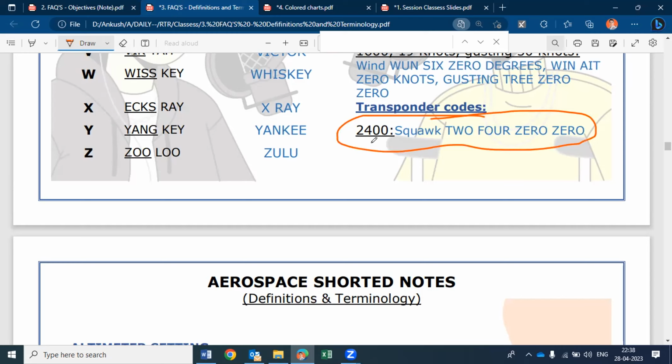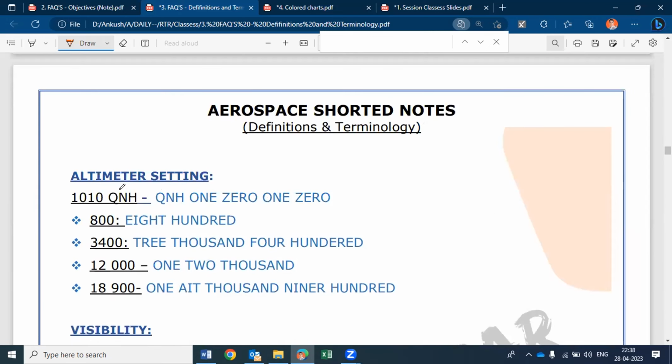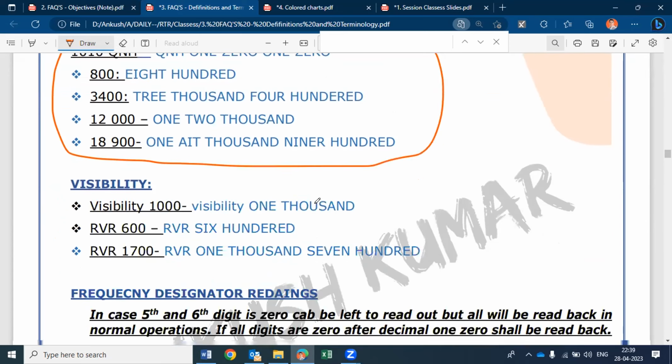If your transponder code is 2400, instead of saying twenty-four hundred, what is better to say? Two four zero zero. Okay. Similarly, about your altitude, if your height is 3000 feet, don't say three thousand feet. You can say three thousand feet, but this also looks odd. You will get it tomorrow. Tomorrow I'll show you the reading of altimeters. This is very important and a good one.